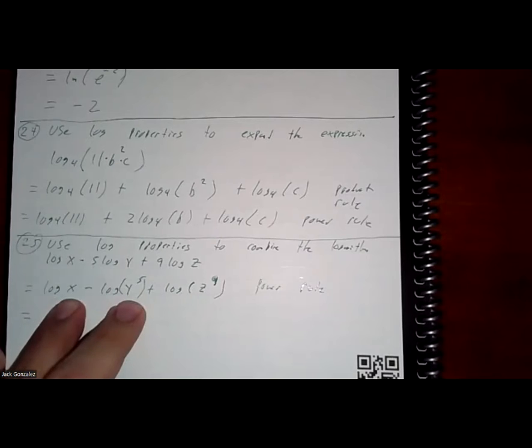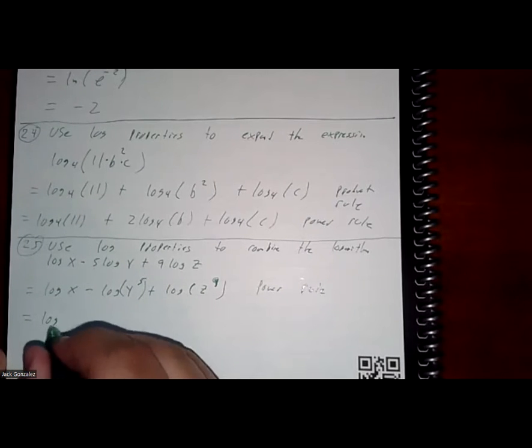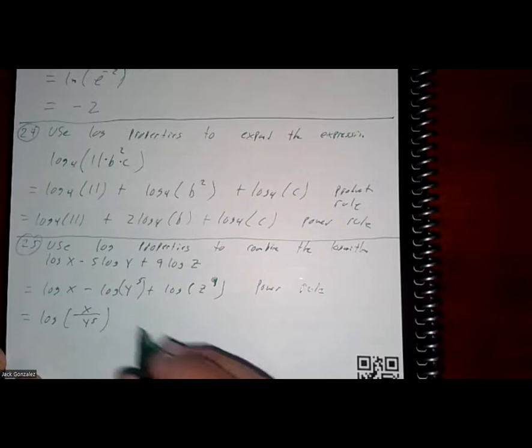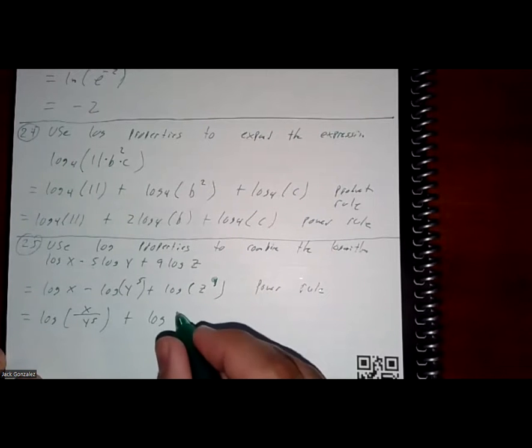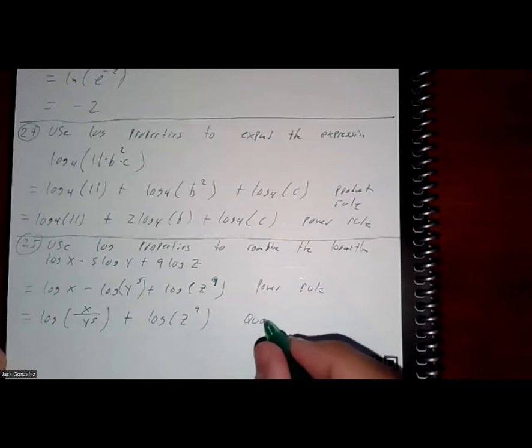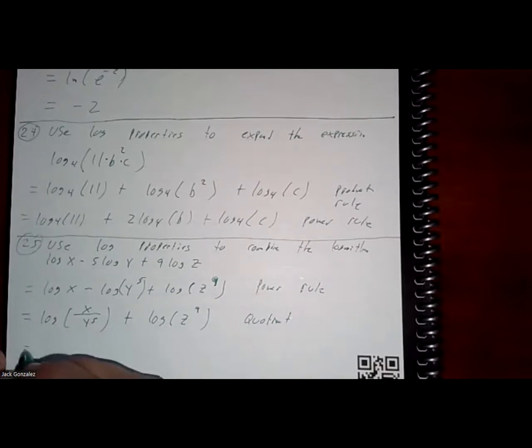So we have a difference. That would be quotient. Now we have a sum. So apply the product rule.